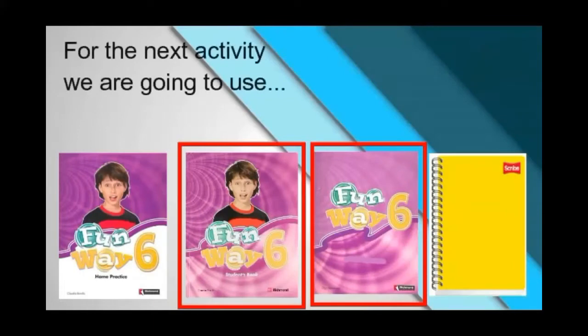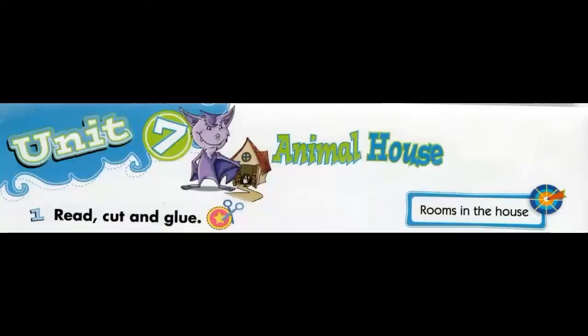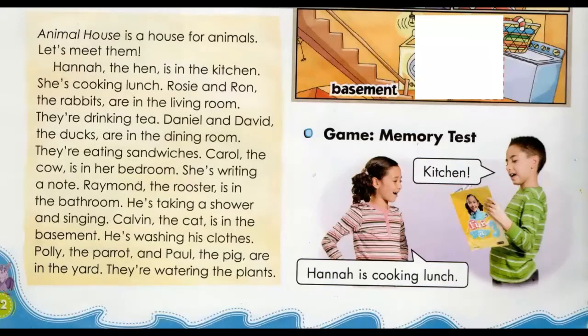For the next activity, we're gonna use our student book and cutouts. Page number 52, activity number 1. Read, cut, and glue. Animal House is a house for animals. Let's meet them. Hannah, the hen, is in the kitchen.